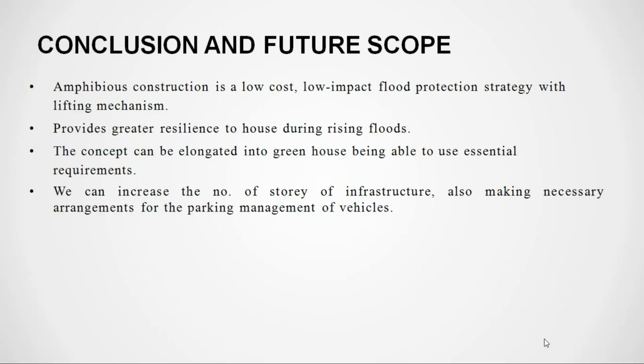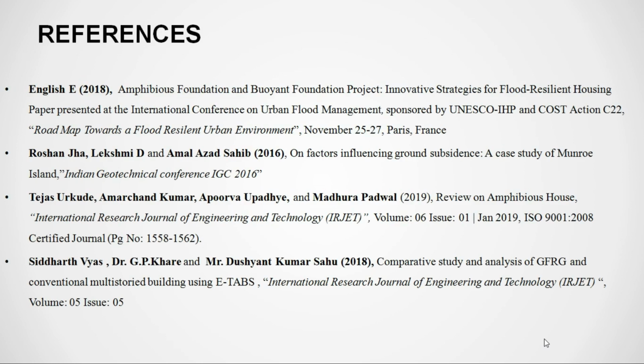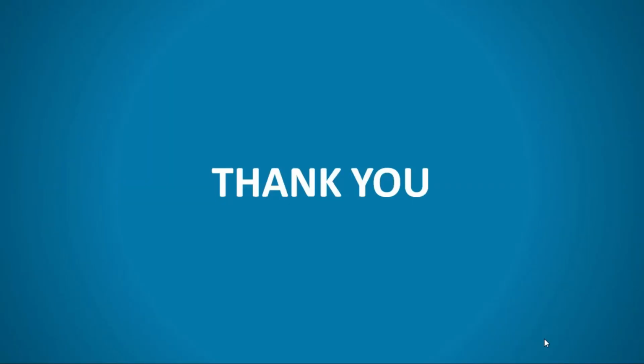Finally, conclusion and future scope. Amphibious construction is a low-cost, low-impact flood protection strategy with a lifting mechanism. It provides greater resilience to the house during rising floods. The concept can be extended to a greenhouse, being able to use essential requirements. We can increase the number of stories of the infrastructure, also making necessary arrangements for the parking management of vehicles. These are the references. And finally, thank you.